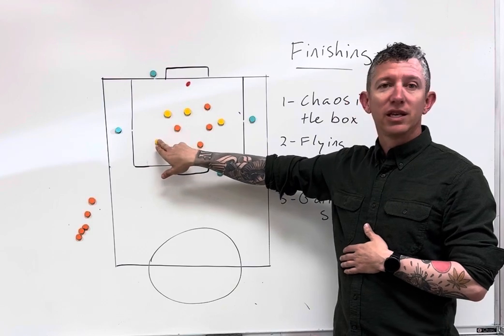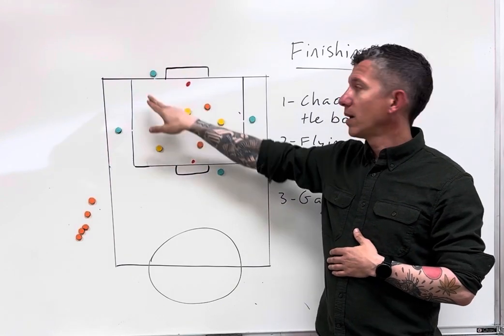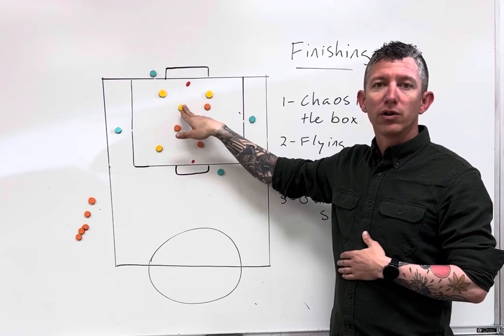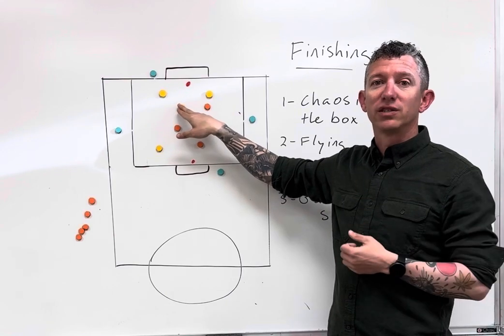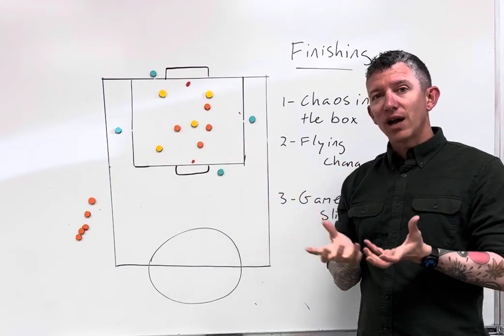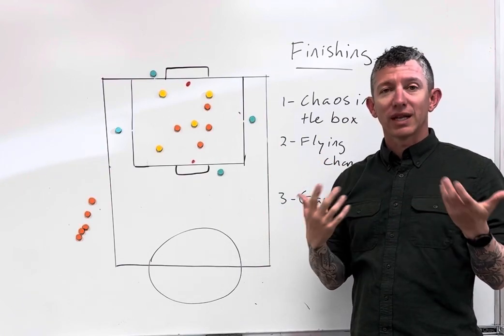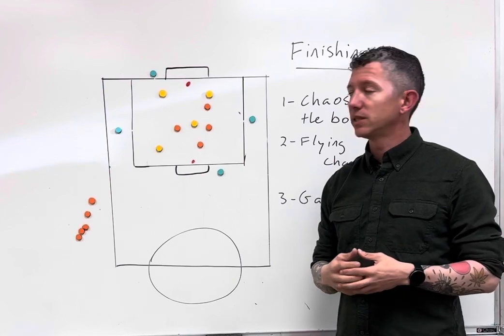Similarly, let's say yellow wins the ball, they pass out to a cutback. In the same fashion, our players are going to have to think, what are the best runs that I have to make in order to meet the ball to finish successfully? And these alive movement problems created by chaos in the box are most likely going to transfer, and you're going to get more realistic game finishing opportunities.